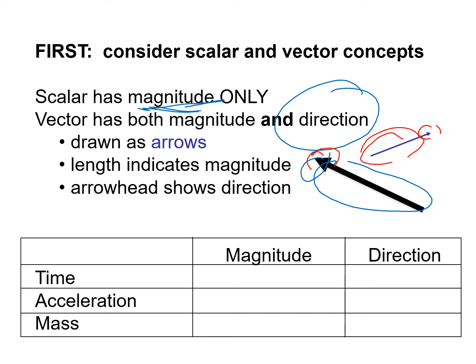So let's talk about three of our main kinematic values when we start looking at kinematics. We have time. Time certainly has a magnitude. 5 seconds is greater than 2 seconds, stuff like that. Does it have a direction? For this class, we consider that it does not have a direction.